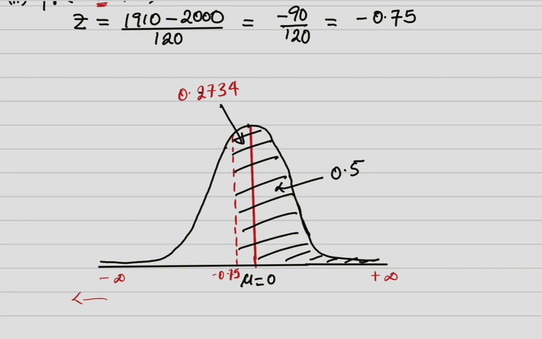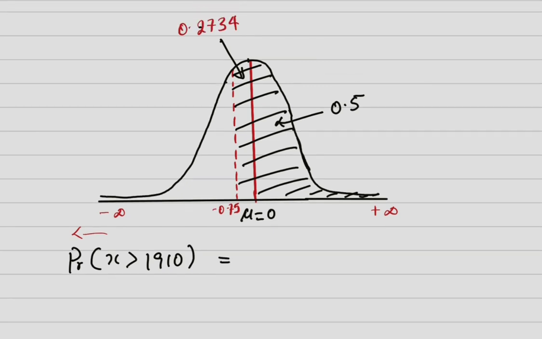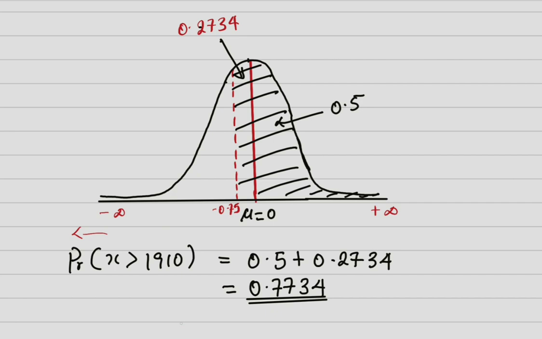Now, the total area is the addition of these two areas. Hence, the probability of having x greater than 1910 will actually be 0.5 plus 0.2734, and adding it we are going to have 0.7734, I think. So this is the answer. This is what you should get if you do it well.